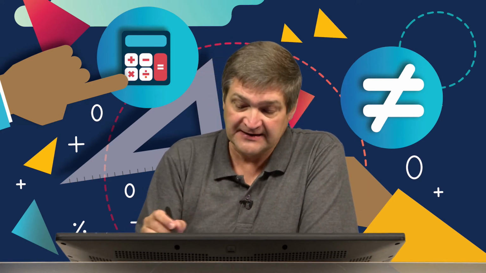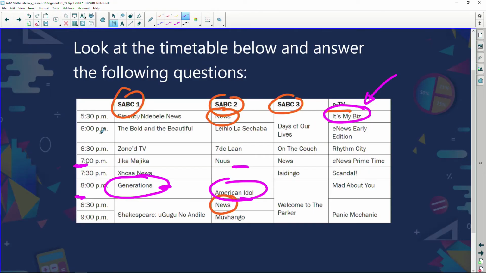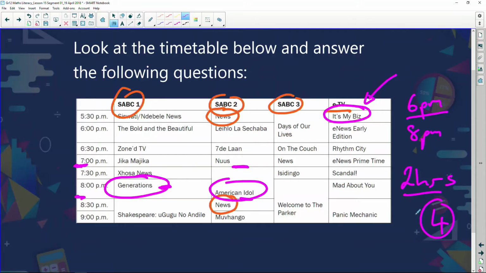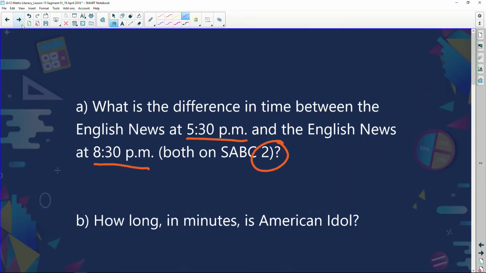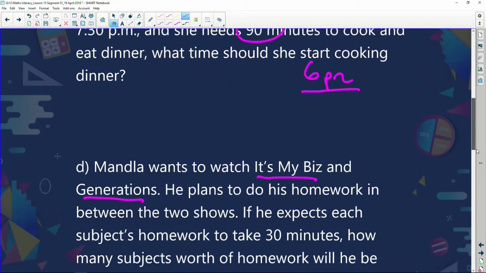Okay? So now, It's My Biz finishes at 6 p.m. So the one show finishes at 6 p.m. The next show starts at 8 p.m. That means he has 2 hours in which to do homework. Now, folks, in those 2 hours, every subject is going to take him 30 minutes. That means he could do 30 minutes, another 30 is 1 hour, another 30 is an hour and a half, another 30 is 2 hours. So he can actually do 4 subjects worth of homework between the two shows.